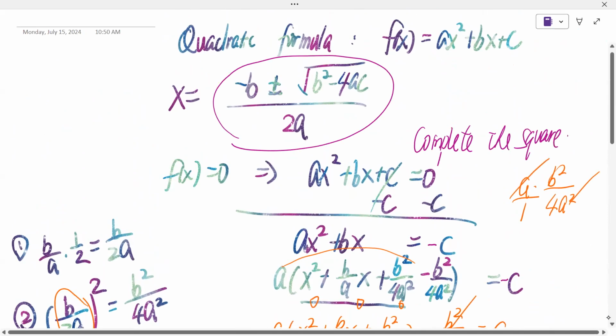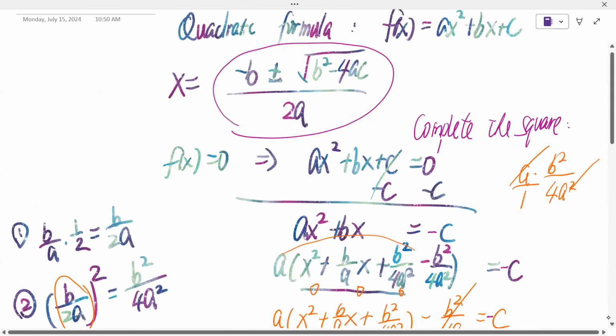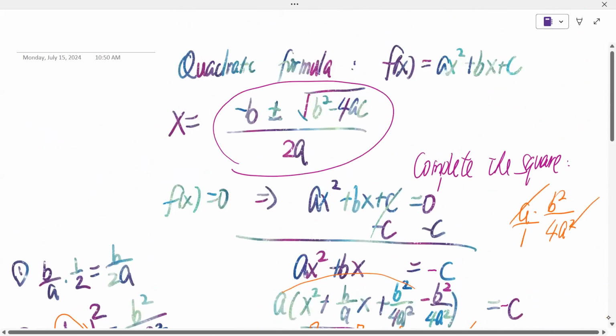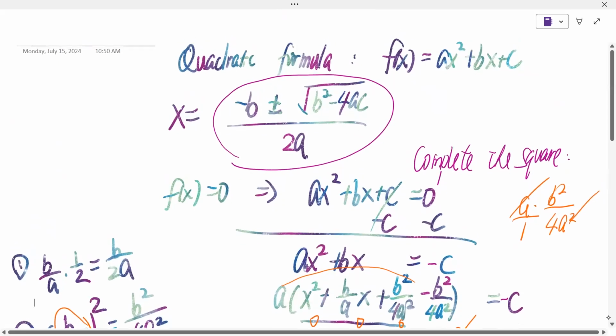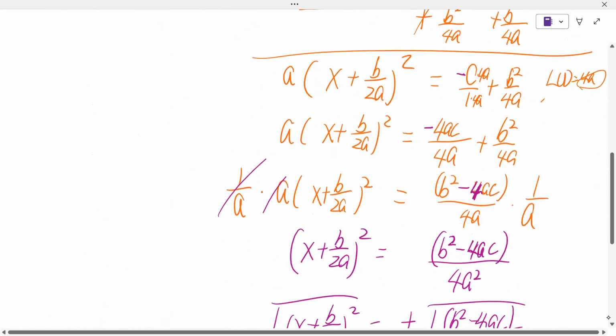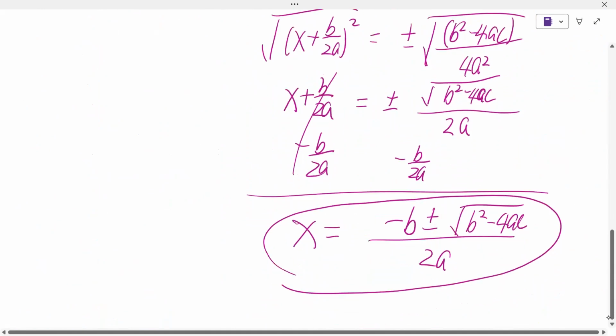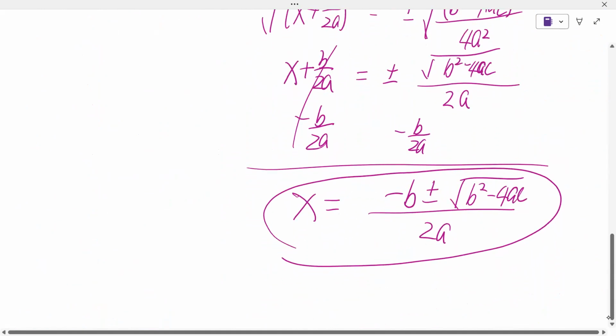Okay, do you guys have any questions about this? This is kind of like a proof, right? And most of the time you just have to apply the formula. That's all. Apply this formula to find the solutions. Any questions about this?